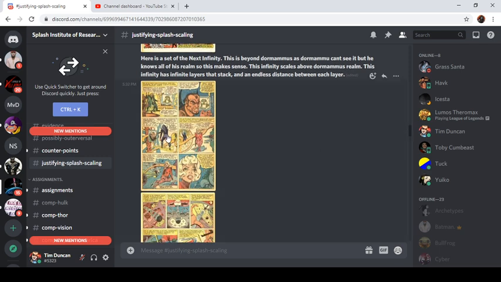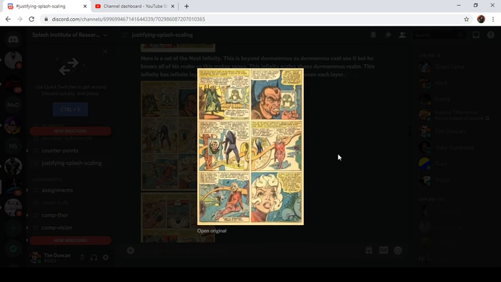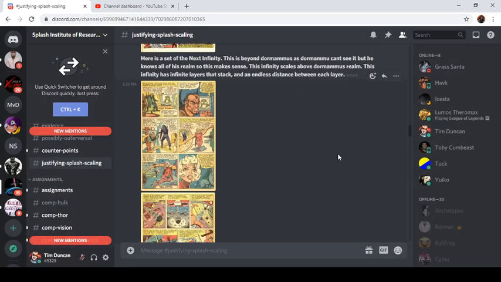Then we get another set of infinity. This is beyond Dormammu's realm, as Dormammu can't actually see it, but he knows all of his realm, so it makes sense that he's aware there's something beyond it. This infinity scales above Dormammu's realm.